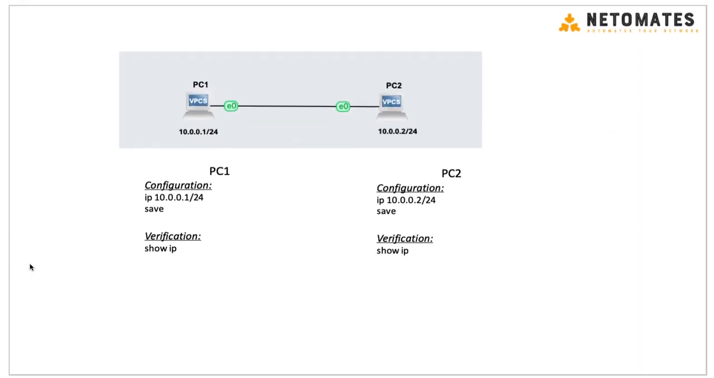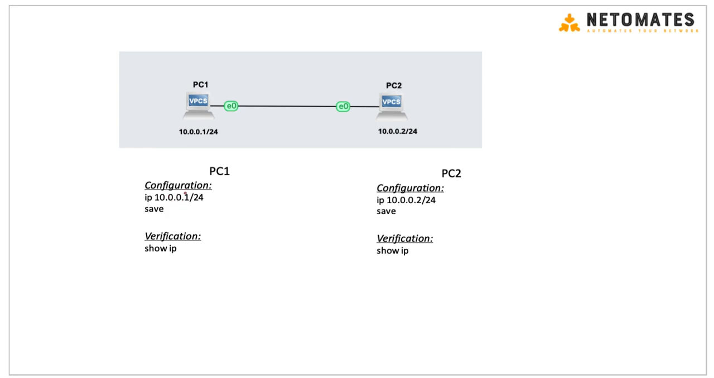So in this lab we are going to connect two PCs, PC1 and PC2. We give them IPs in the same subnet, as you can see on the screen. For PC1 we are giving 10.0.0.1/24 and for PC2 we are giving 10.0.0.2/24. We do this lab on GNS3, so these are virtual PCs on GNS3.